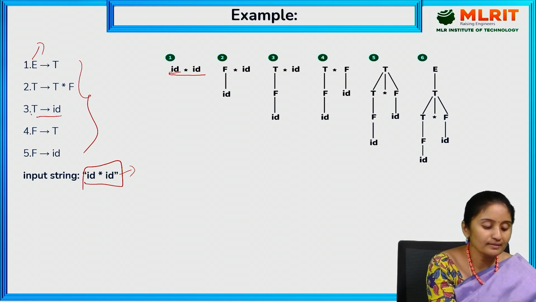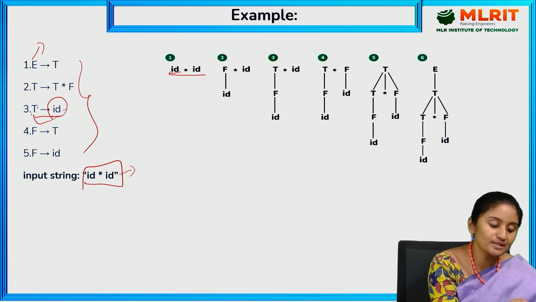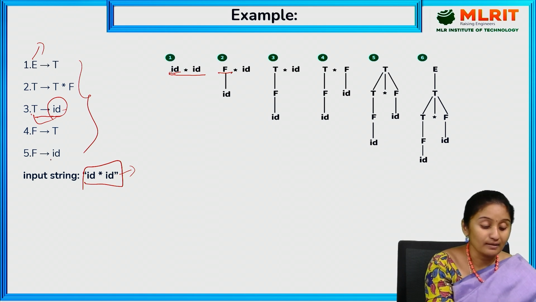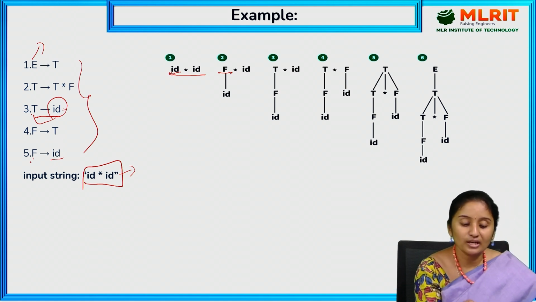See here, I find this ID here. So ID is handled by F. Nothing but the right side terminal or the substring is replaced with the left side non-terminal. See, ID is replaced with F. Initially we are not going to replace. Here I have two places, I can replace it with T or I can replace it with F. I initially replaced with F.